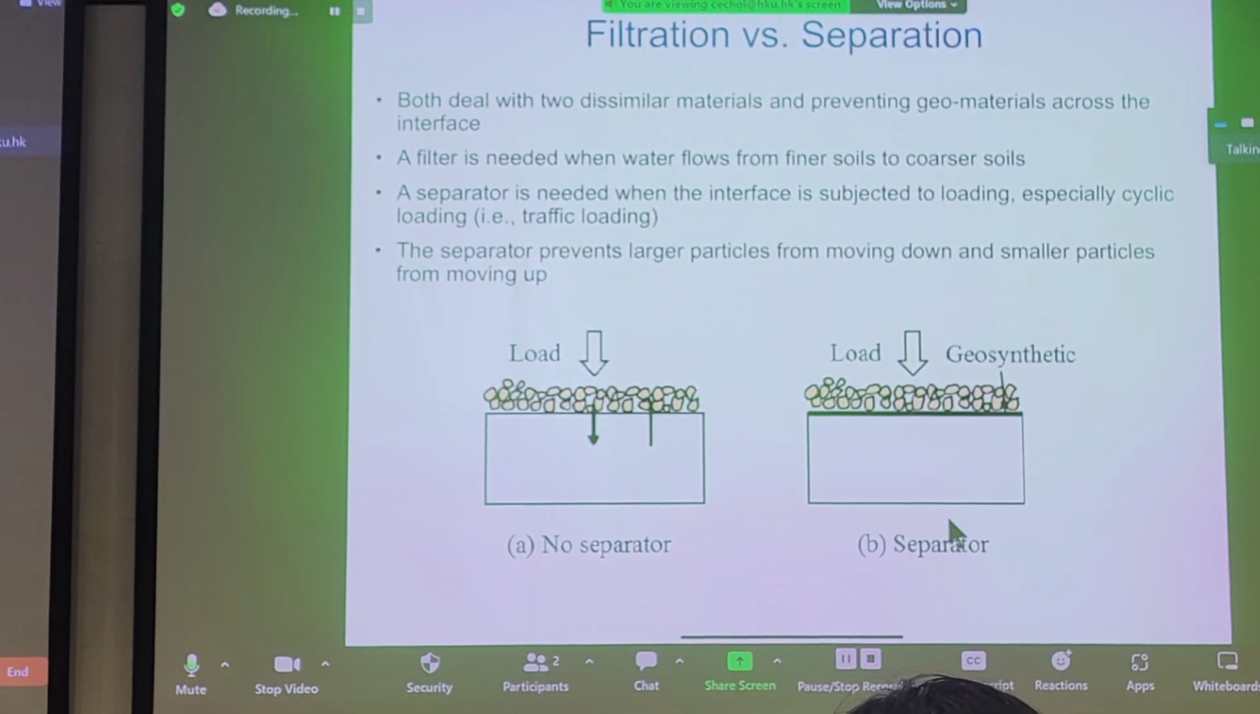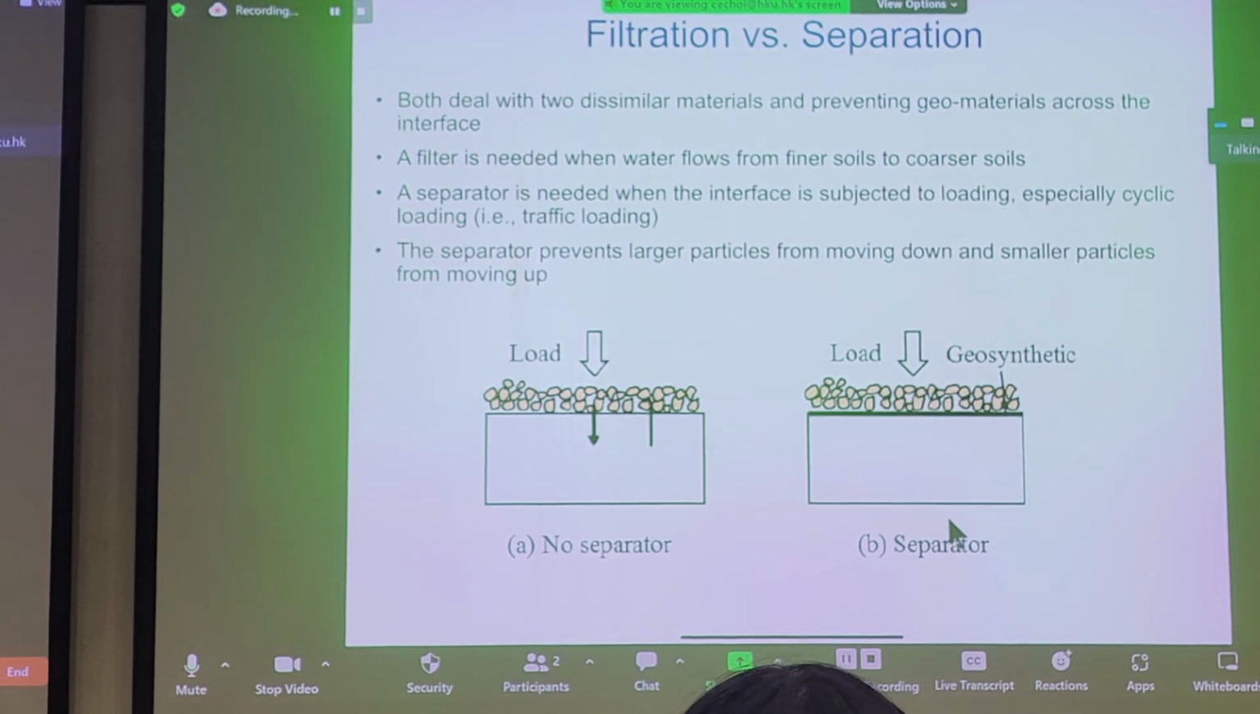The two terms, filtration and separation, need to be distinguished as well. Both deal with dissimilar materials. For example, a gravel layer on top of a silt layer, or a clay layer on top of a gravel layer. Both of these deal with dissimilar materials and try to prevent geomaterials from crossing some sort of interface. You need a filter when there's substantial water flow to carry finer material into coarser material with much larger voids. That's when you need a filter.